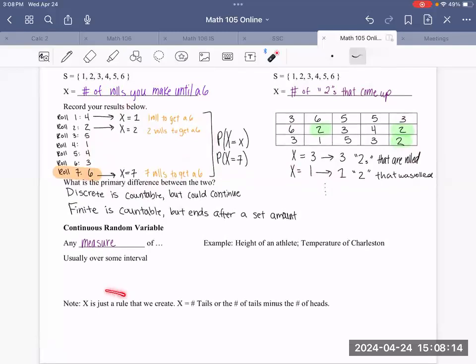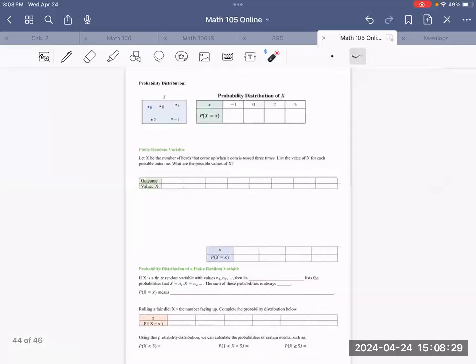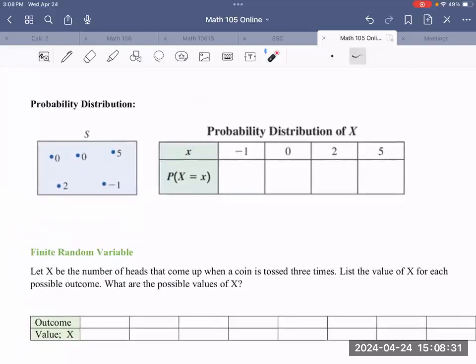Now note, X is just a rule. You'll be seeing some interesting rules coming up in some of your homework, such as the number of tails, or the number of tails minus heads, or the number of heads squared, that sort of thing. So now we can also do probability distributions with these values as well.